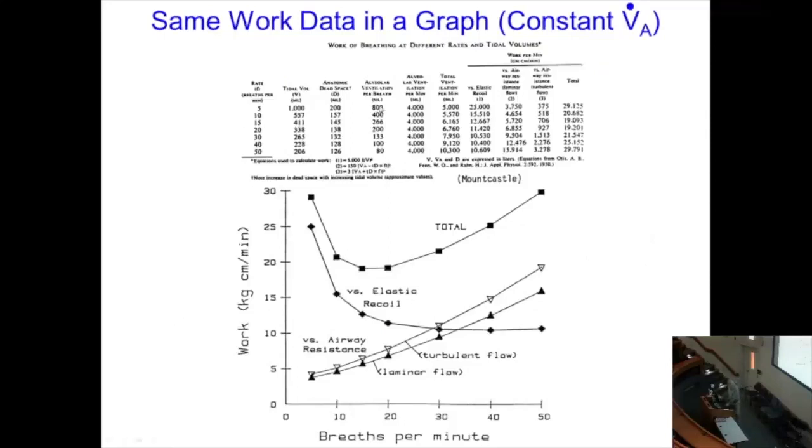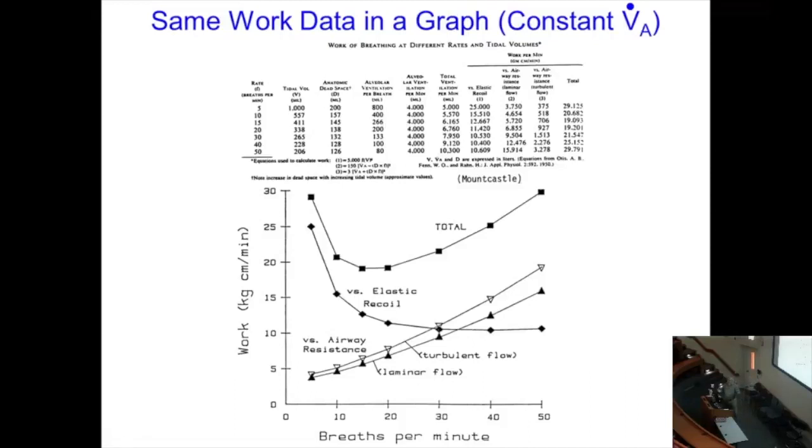and that's shown here. Okay, so first we have work done against elastic recoil. That's these diamonds, as a function of the breaths per minute. This is the different breathing patterns. And what we can see is that as we go to less frequent breaths per minute, or more importantly, larger tidal volumes, the work done against elastic recoil increases.